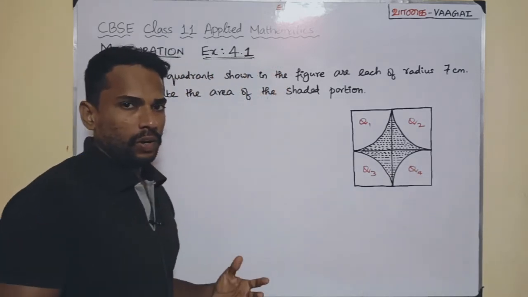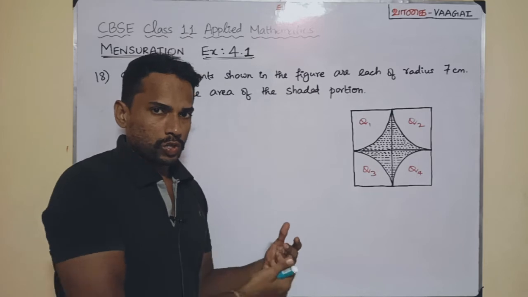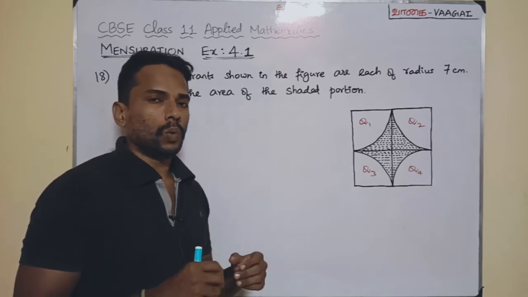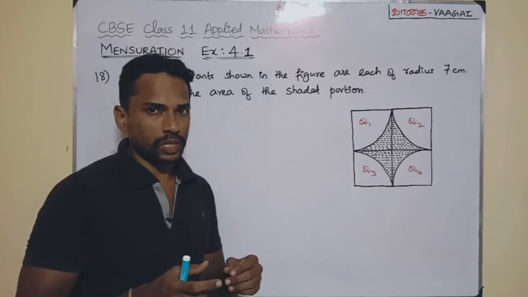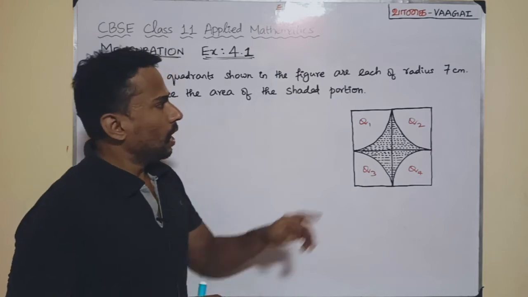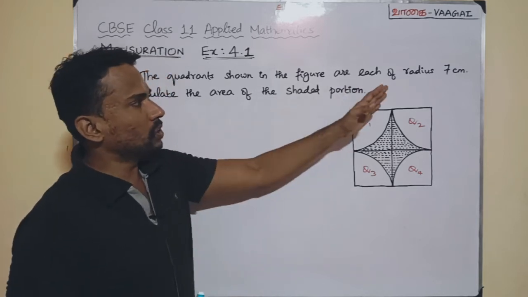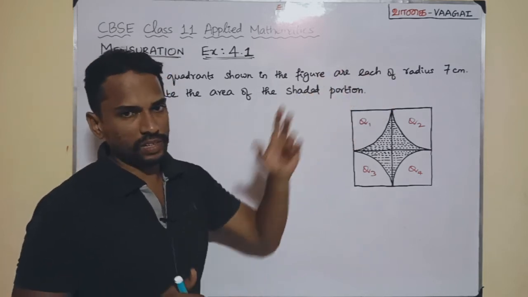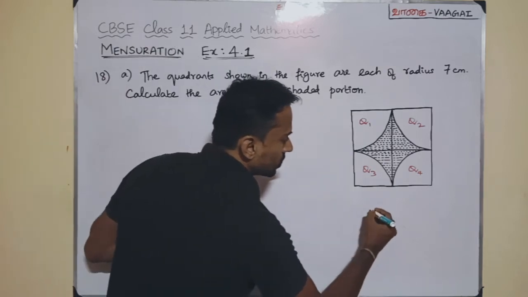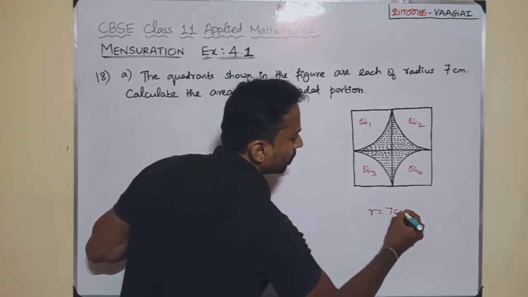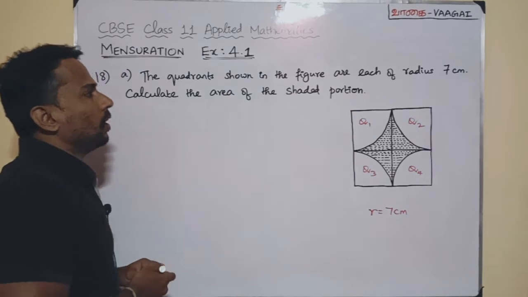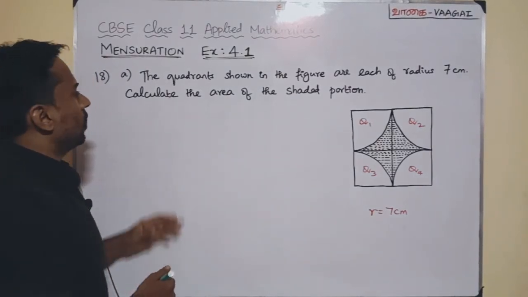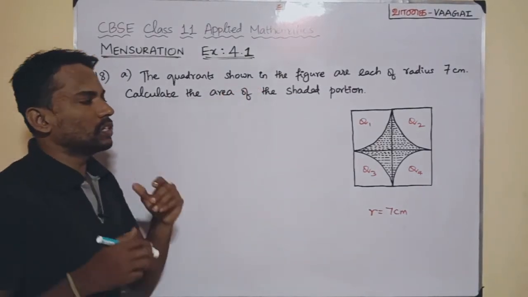And we very well know what a quadrant means, right? We also solved a problem just before. So quadrant means quarter portion of a circle, 1/4 of a circle. And it is also given that for each of these quadrants the radius is 7 centimeter. So radius is 7, that we will also note, 7 centimeter. Now next, the question is, calculate the area of the shaded portion.